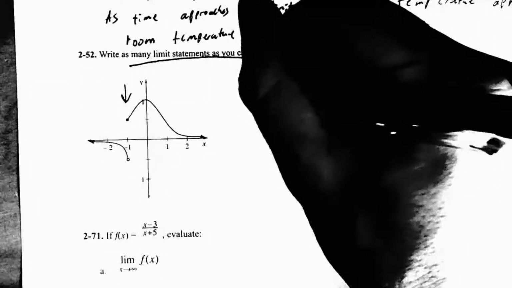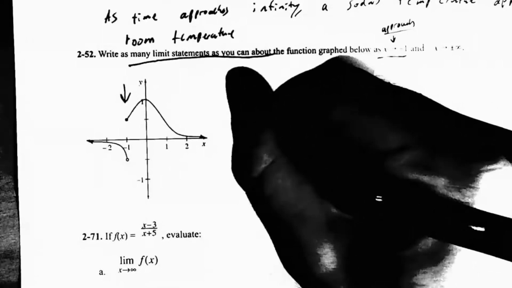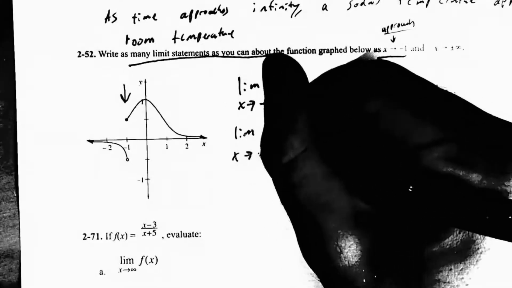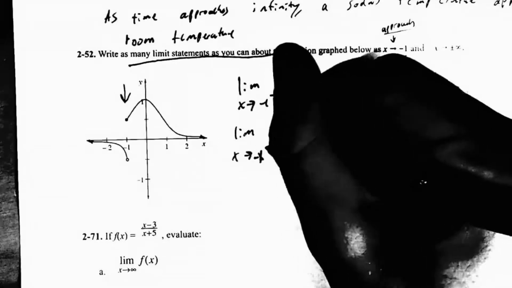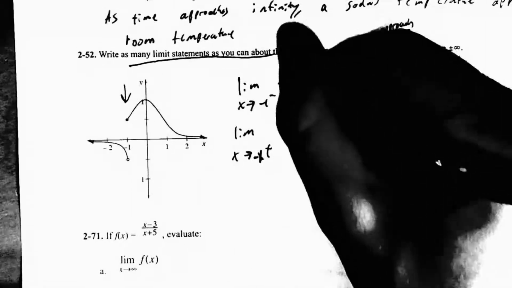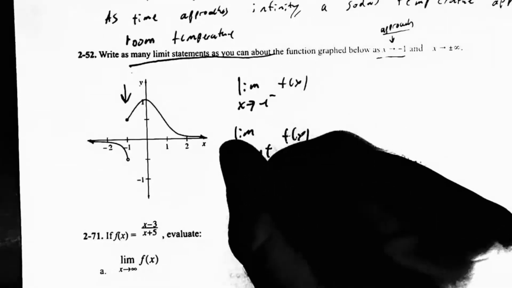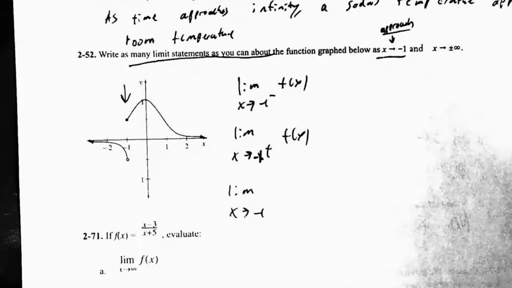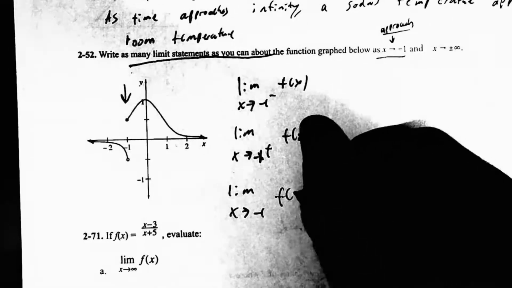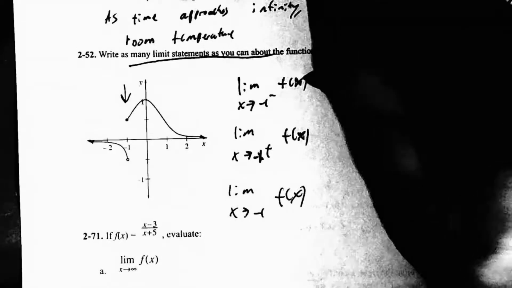I can write the limit as x approaches -1 from the left. I can write the limit as x approaches -1 from the right. The f of x comes after all these. And then I can write the limit overall: the limit as x approaches -1 of f of x. Okay? So let's go through these.